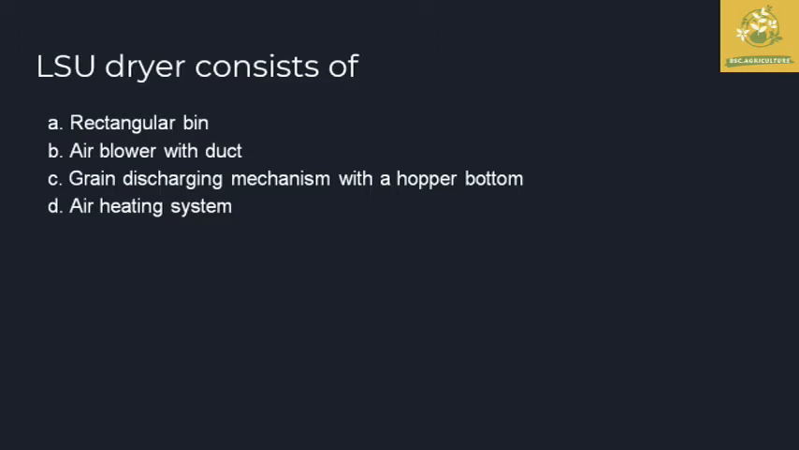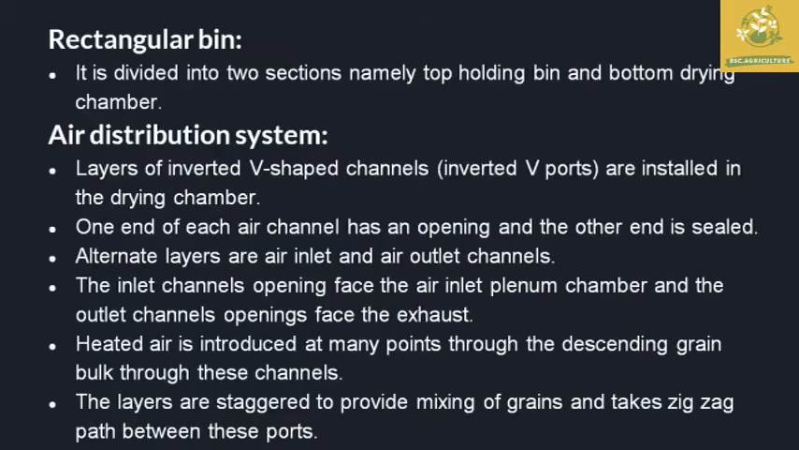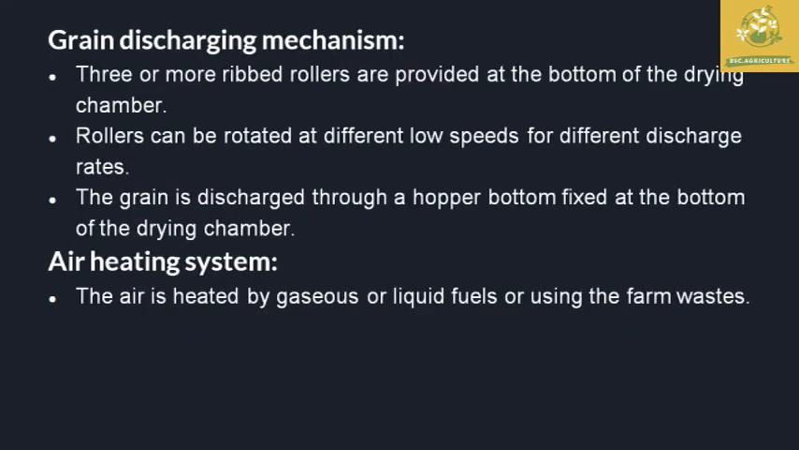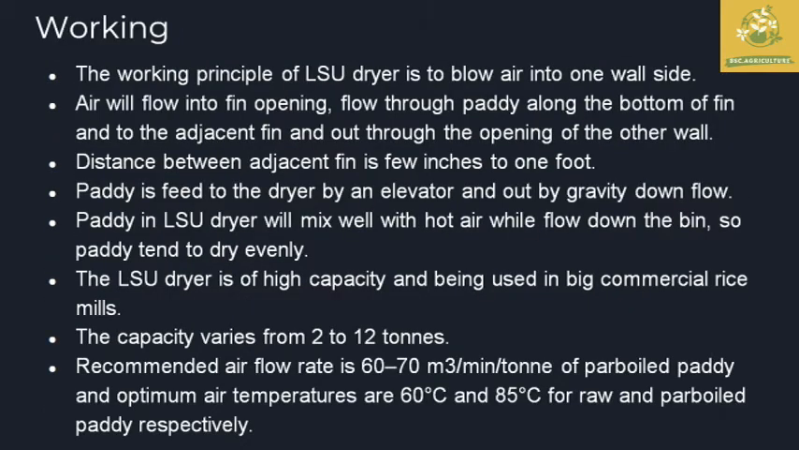So the LSU consists of the following four parts. The first one is a rectangular bin, the second one is an air blow duct, the third one is a grain discharge mechanism with a hopper bottom, and the fourth one is an air heating system. So these are the different components present in the LSU dryers. Please read about it, and I'm going to explain the working principle of LSU. It is a simple one.